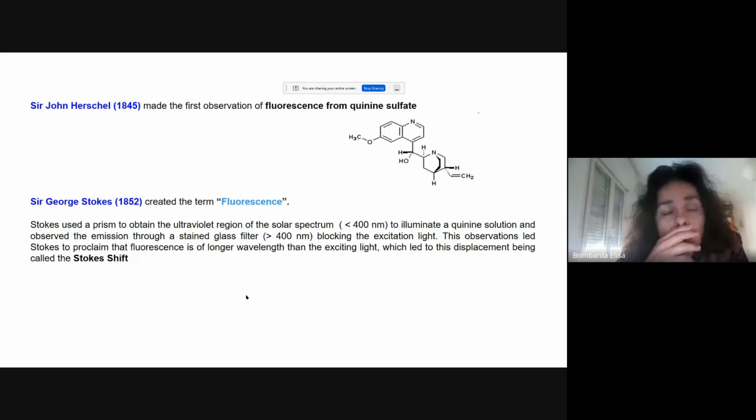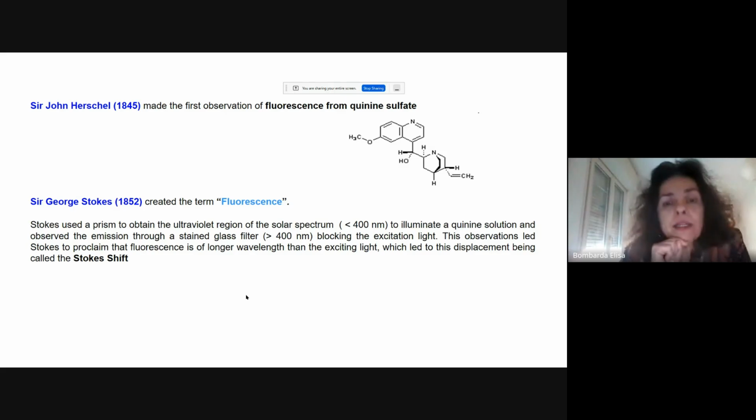So then let's go on. Herschel, a German scientist, observed the fluorescence from quinine sulfate, which is a molecule we will talk about again because it's a fluorescence standard. Now we use it as a fluorescence standard. And then we arrive at George Stokes, who created the term fluorescence.